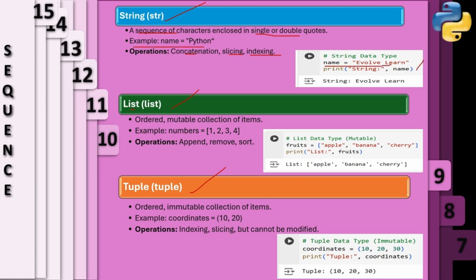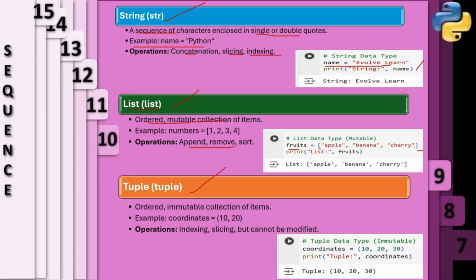Next up is list. A list is an ordered and mutable collection of items. Here, mutable means you can change their elements and you can perform different operations like append, remove, and sort. You create a list by placing all the elements inside square brackets and separating them by commas. As you can see in this example, we created a list named fruits which contains apple, banana, and cherry, which are separated by commas and enclosed by square brackets.